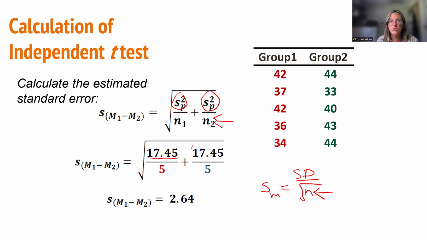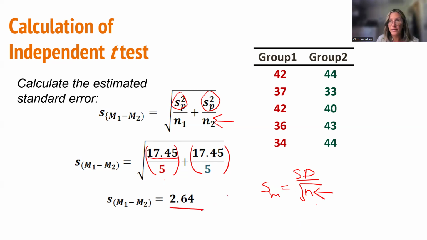Again, these are two separate fractions being added to each other. So it should be 17.45 divided by 5 plus 17.45 divided by 5, and then take the square root. One way that I do that when I put it in my calculator, especially because it's equal sample sizes, I just do 17.45 divided by 5 times 2, because you're adding those two together. So times 2, and then take the square root of that. So your error would be 2.64.